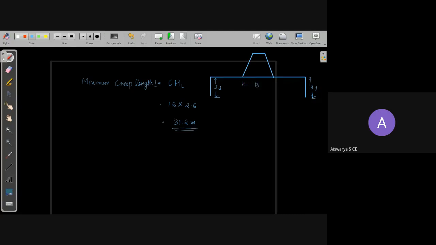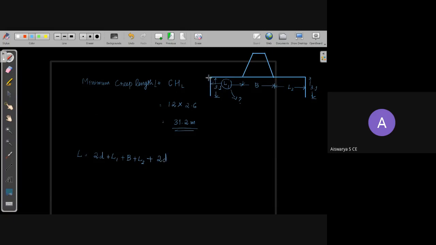The bottom width we have already been given, and this is L2 that we have found out, and we need to find L1. So total creep length you know as 31.2 meter, and bottom width you know, L2 you know, and the depth of cutoffs you know. From this you can get L1. From this diagram you can find the creep length as 2D plus L1 plus B plus L2 plus 2D.